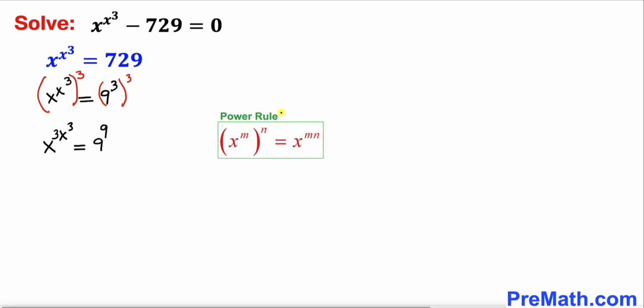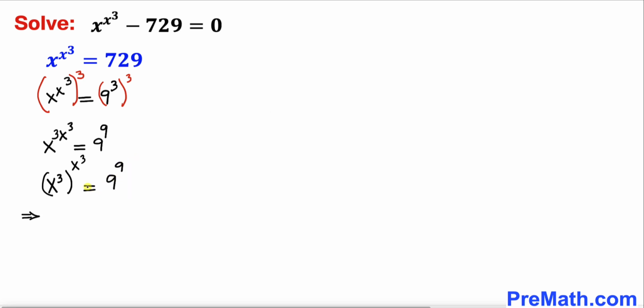And now we are going to apply this power rule once again on the left hand side. So this left hand side could be written as x to the power 3, and then the whole power x to the power 3 as well, equals 9 to the power 9. And now we can see that this identical pattern is going to give us x to the power 3 equals 9.